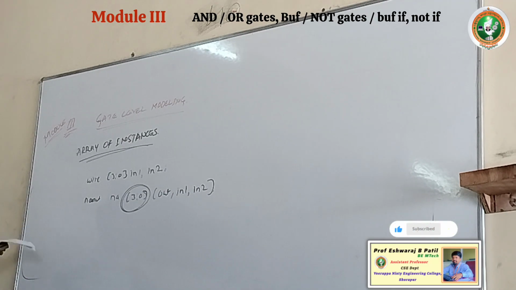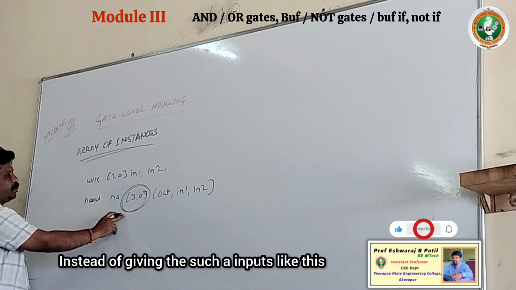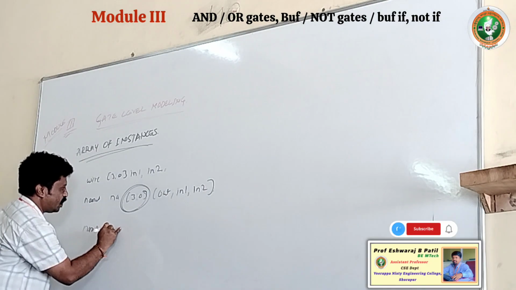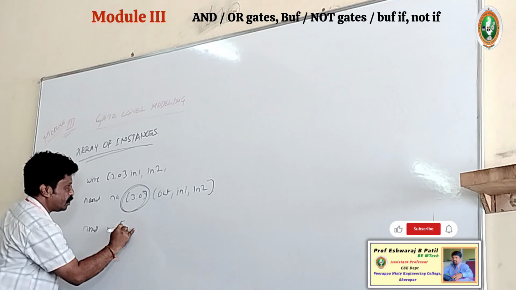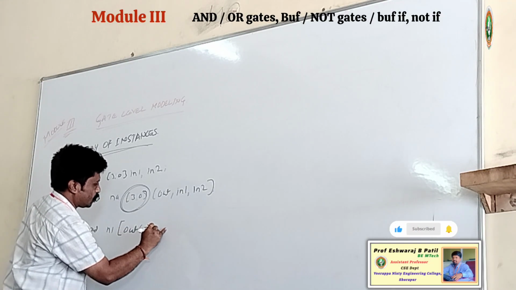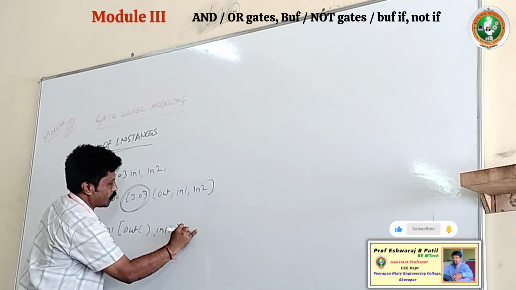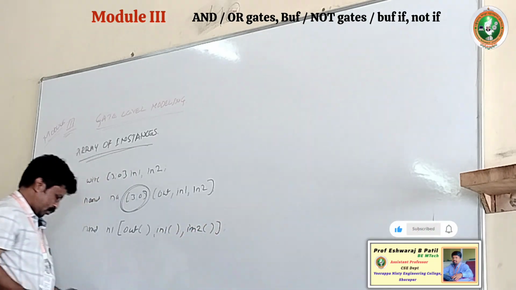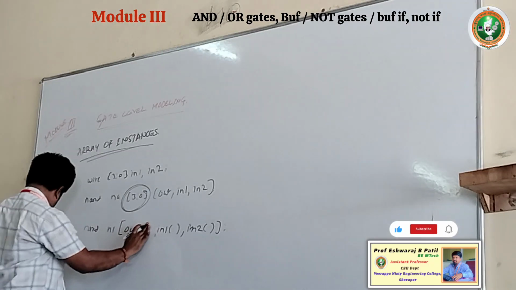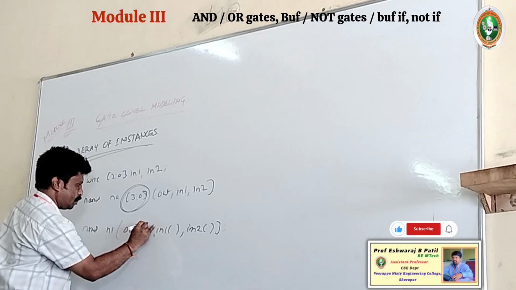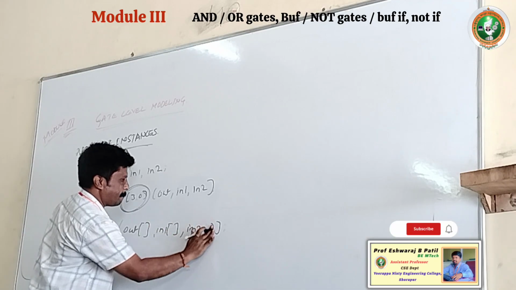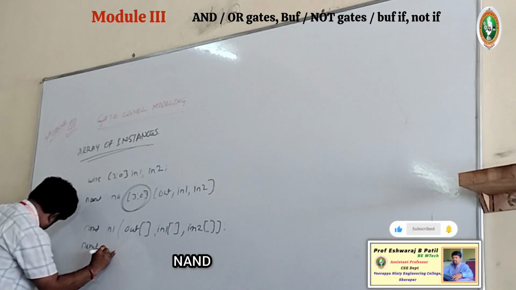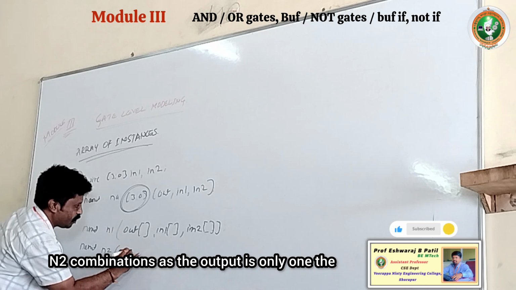Similarly, instead of giving such inputs like this, I can also write the NAND gates differently, considering the simple one as NAND N1 with its input combinations, and NAND N2 combinations, where the output is only one.